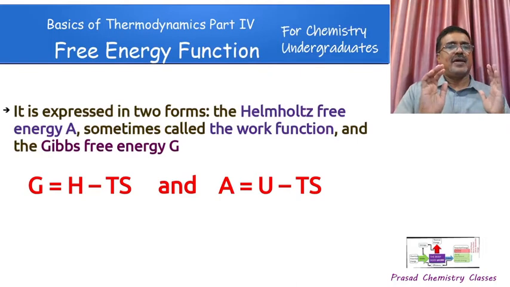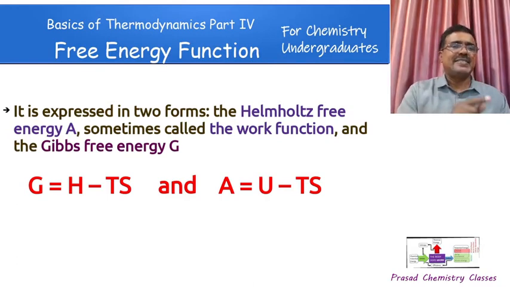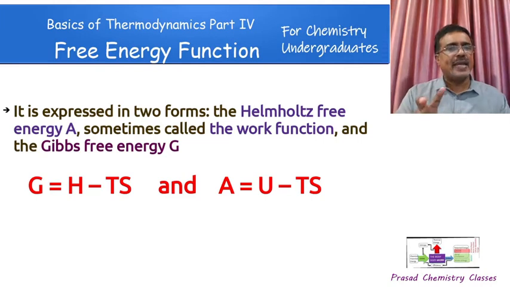Okay, there are two types of free energy functions. Helmholtz free energy function A, which is often referred to as the work function. We will be referring to it as the work function. And Gibbs free energy function G, and they are mathematically defined. G is equal to H minus TS. So we combine enthalpy and entropy there. And A is equal to U minus TS. There we combine internal energy and entropy.